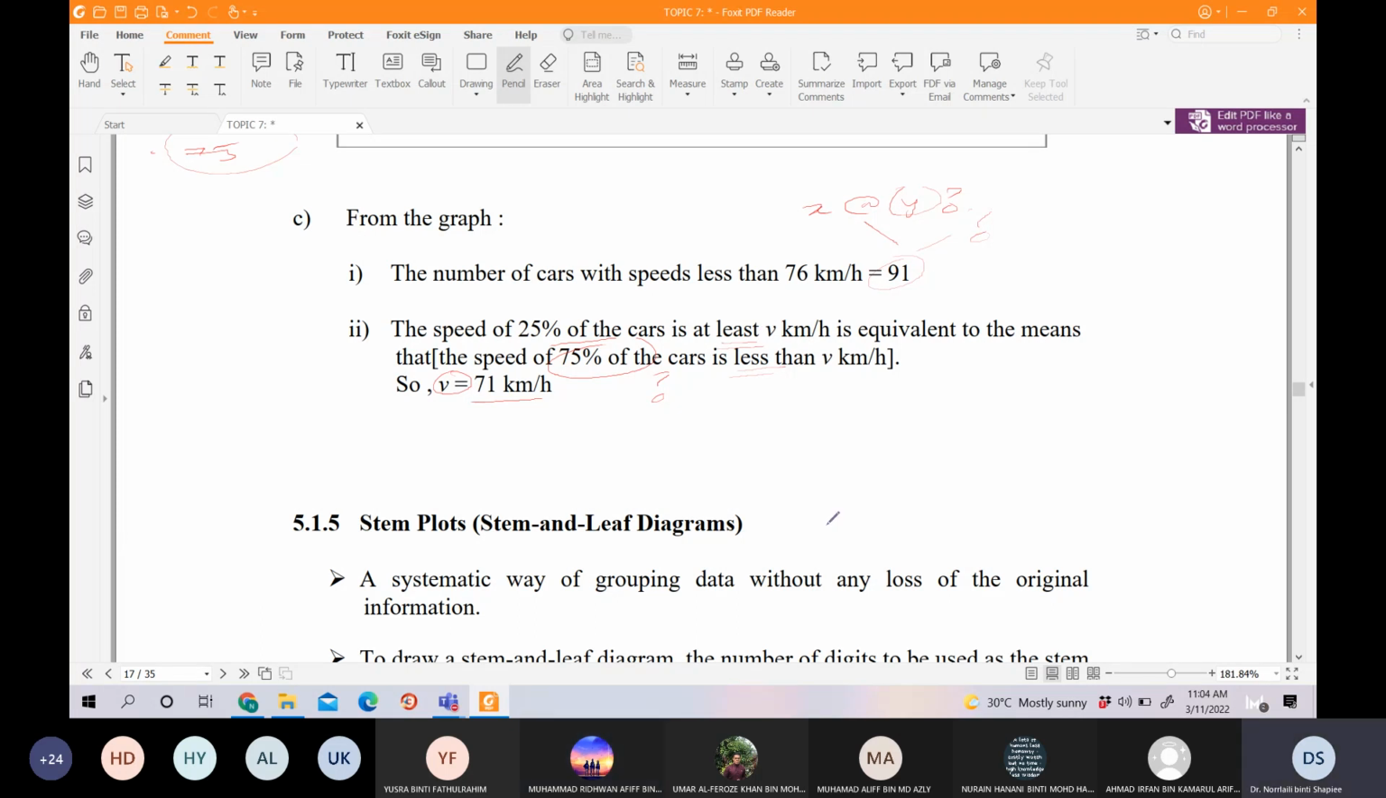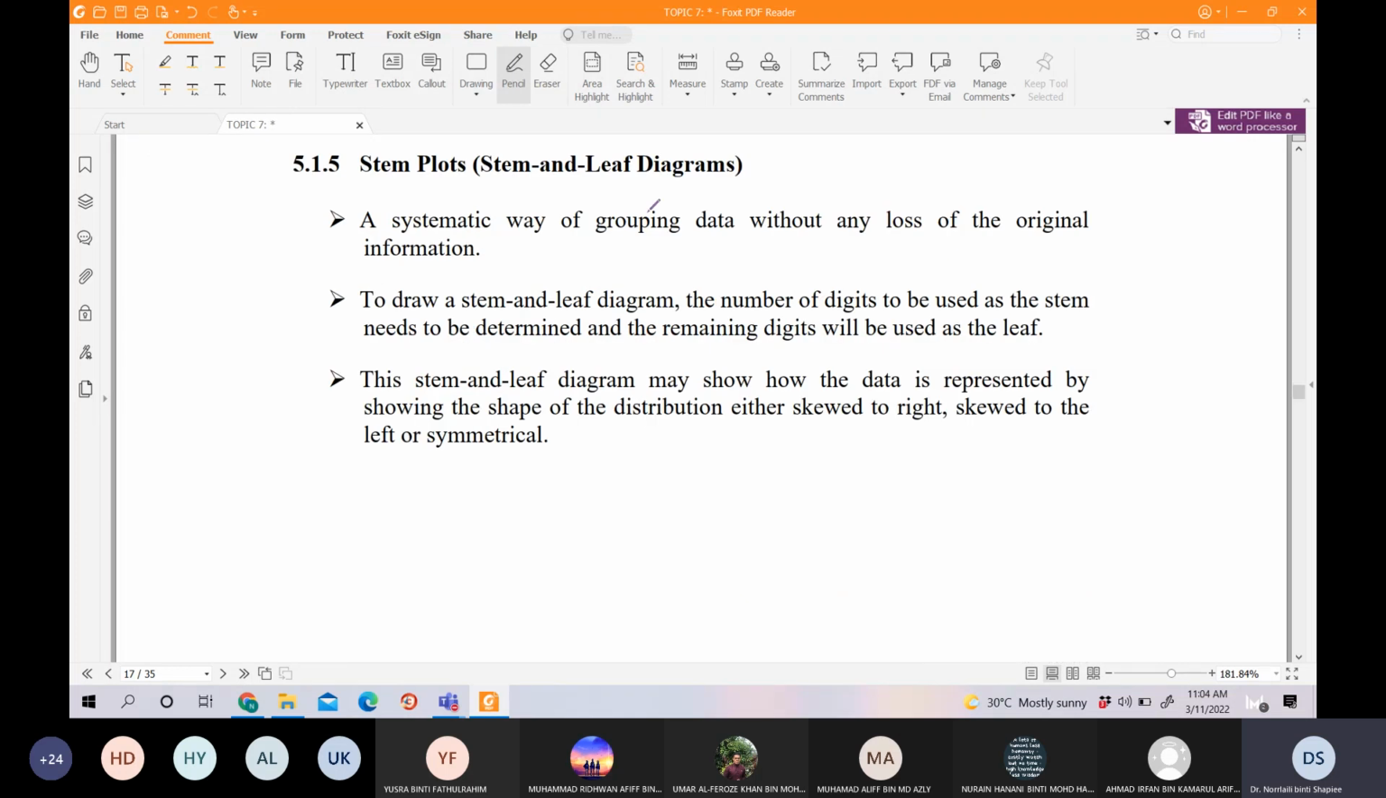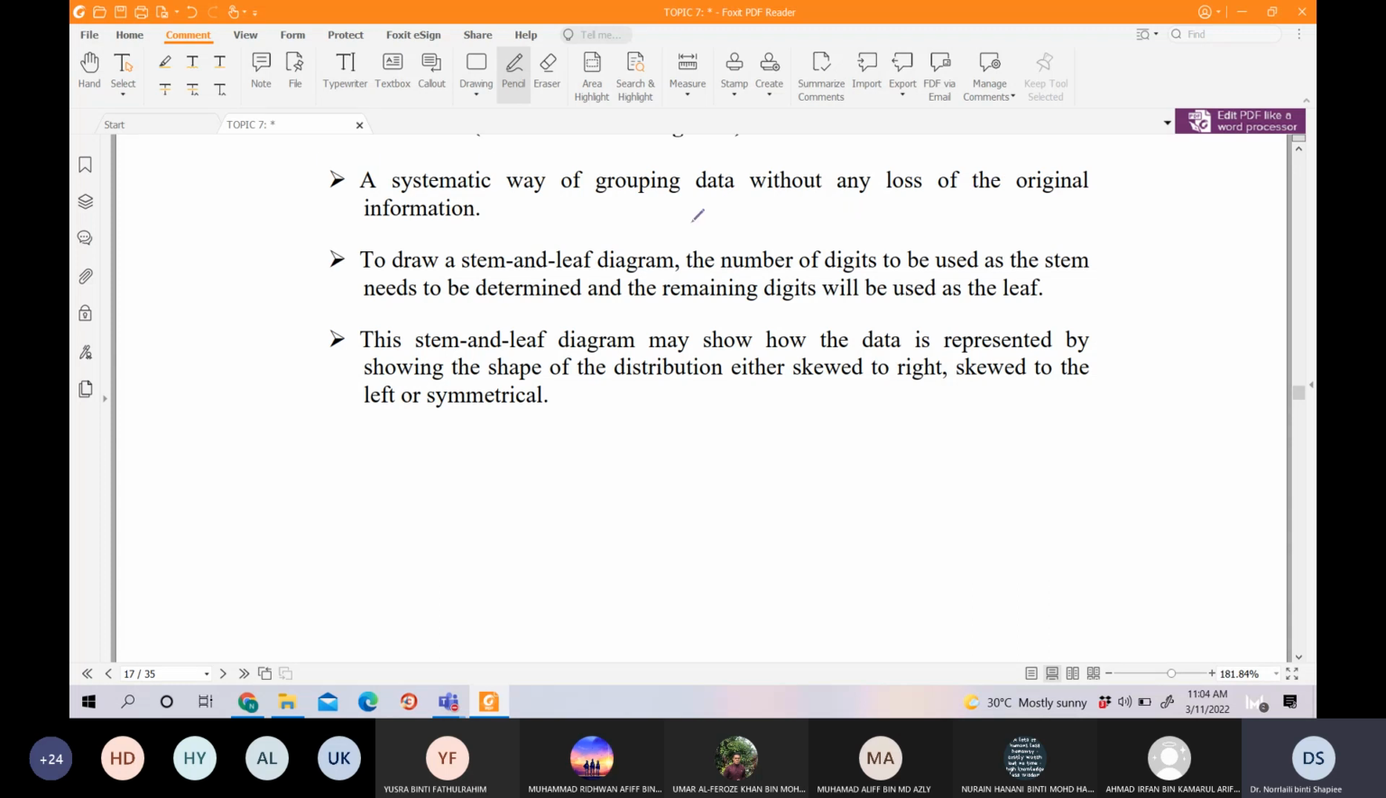Yeah. Okay, good. Next we proceed to the stem plot, the stem and leaf diagram. Same as before, we want to analyze the data, but we don't want anything left out, which is the loss of the original information. So how to draw a stem and leaf diagram? You have to know that the number of digits to be used as the stem needs to be determined, and the remaining digit will be used as the leaf.